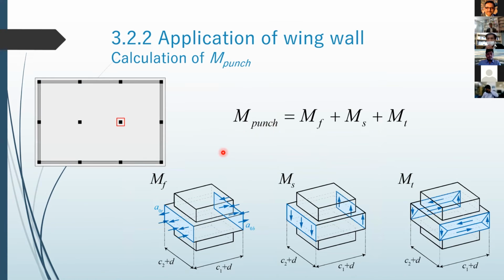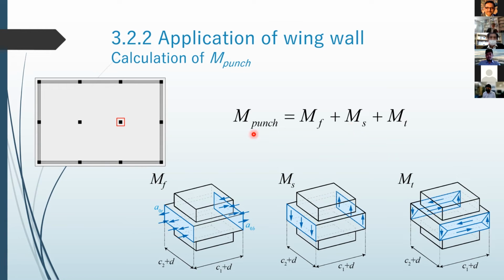And this figure shows the calculation of M punch, the capacity of punching shear strength. This figure shows the floor plan, and it is an interior column. The red rectangle represents the critical section of punching shear failure. And as already introduced in the previous seminar by Professor Buyan, M punch is the sum of three components: flexural capacity of the critical section, shear components, and torsional components. The sum of these three, we can obtain M punch, the capacity of punching shear.